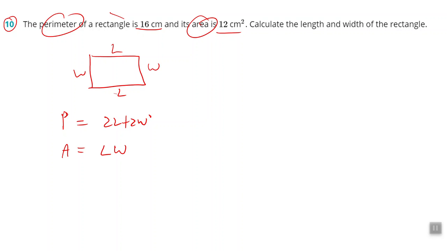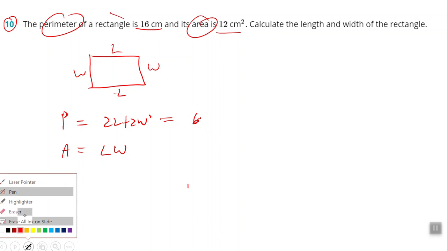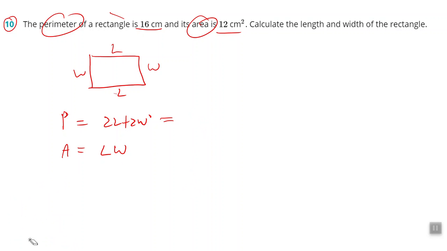So we need to form an equation, because I know the total of the perimeter is 16. So we know the perimeter is 16, and we know the area is 12. Now we need to form an equation to work this out. Okay, so how do I do that?